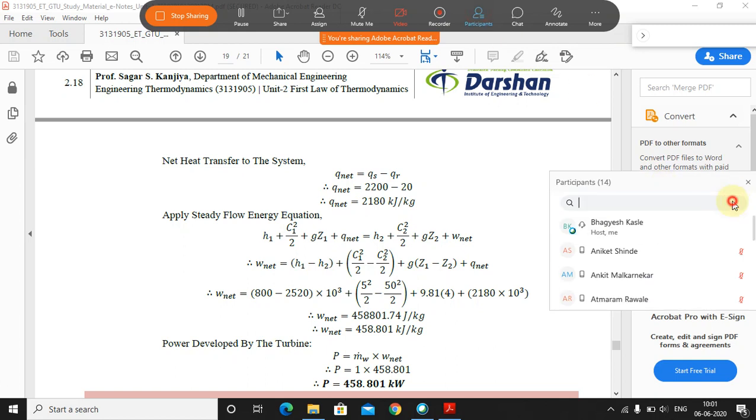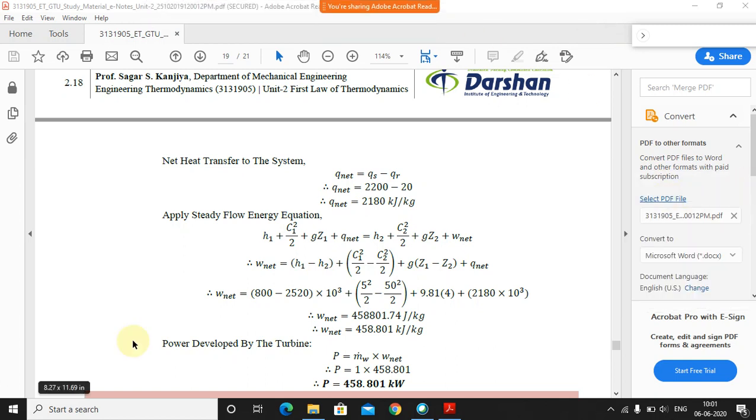Basically, whenever we are using the steady flow energy equation, at that time we want the net work done, total work done or the total heat supplied, and that can be given by the same formula, that is Q net is equal to Qs minus Qr. Have you written it down? Okay, sure. Then we'll move on to the next thing, that is the steady flow energy equation.